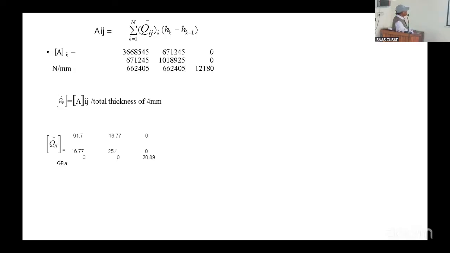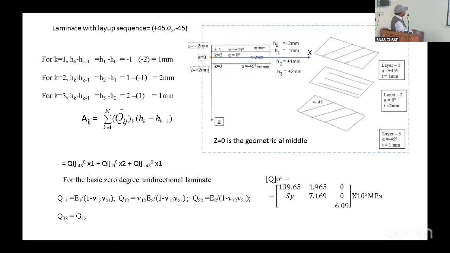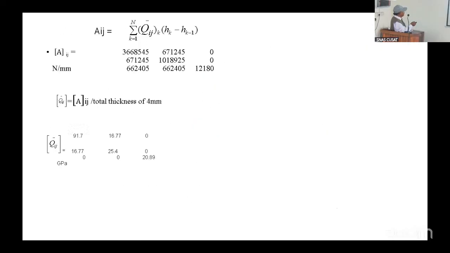Now Q is equal to, what is Q? You forgot. So immediately we'll go back. Q is equal to A divided by thickness. So what is the total thickness? Total thickness is 4 mm. So you divide with 4, you will get Qij.